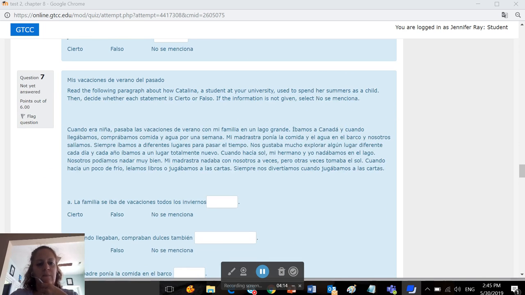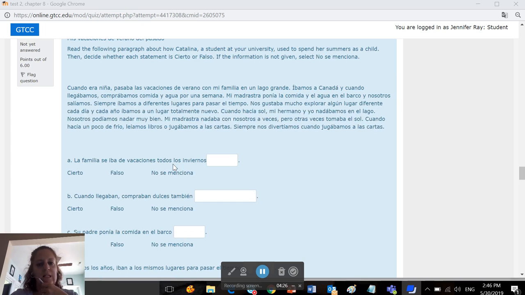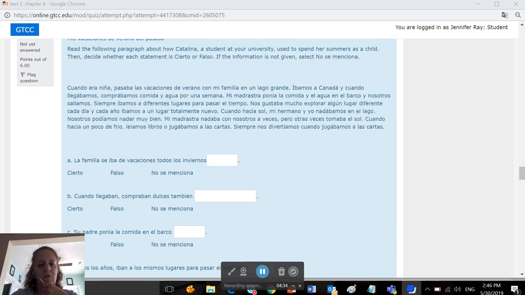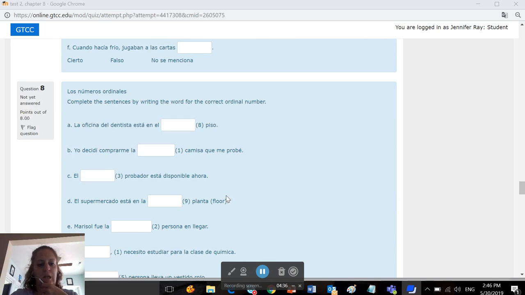Mis vacaciones de verano del pasado. Read the following paragraph about how Catalina, a student at your university, used to spend her summers as a child. Then decide whether each statement is cierto or falso. If the information is not given, select no se menciona. So again, read the statements after reading the paragraph and decide whether those statements are true or false or not mentioned, and you'll write true, false, or not mentioned in the blank.